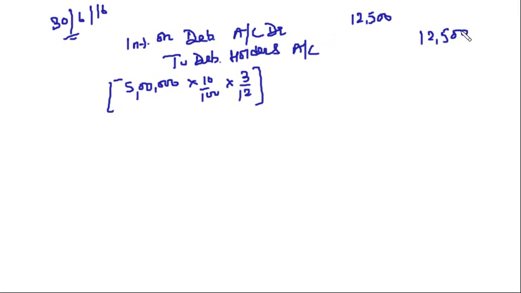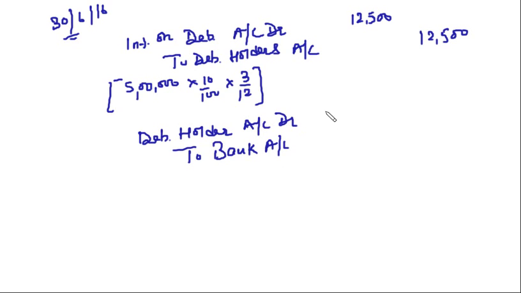This much clear? Right? Before redemption, we have 3 months of the financial year. We have to do the transaction for those 3 months. We have to pay interest for those 3 months. So when the interest is paid, debenture holders account debit to bank account, 12,500.